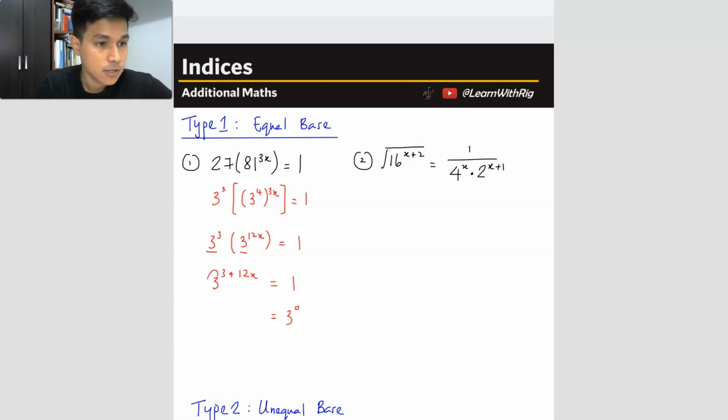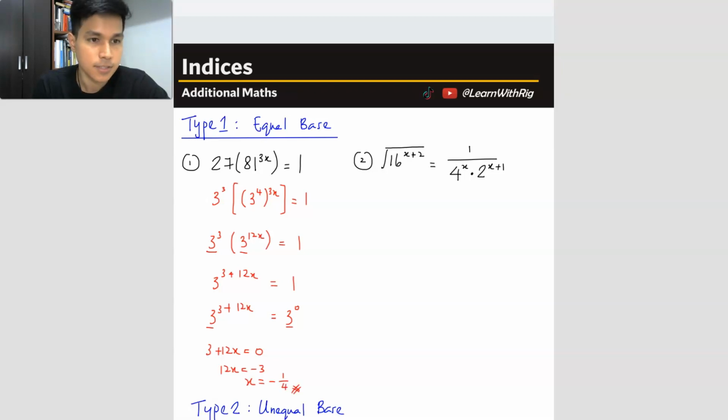If let's say here the number is 12, then this 1 I'll change to 12 power 0. The key thing is I want to make it become the same base. So in this case, I'll change it to 3 power 0. So here 3 plus 12x. Now since they are both the same base, you can just equate these two powers. So you get 3 plus 12x equals 0. So 12x equals negative 3, and x equals negative 1 over 4. I simplified for you all.